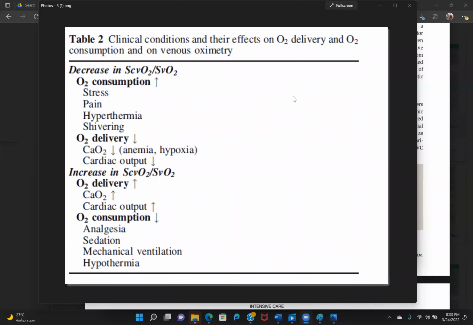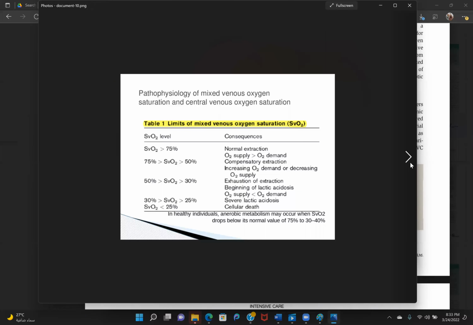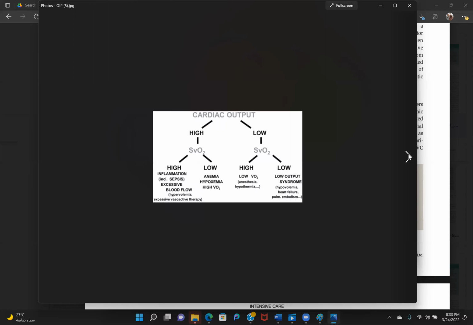Okay, any doubt? So it's clear. There were some other slides. You see, just a second. It's the same thing.